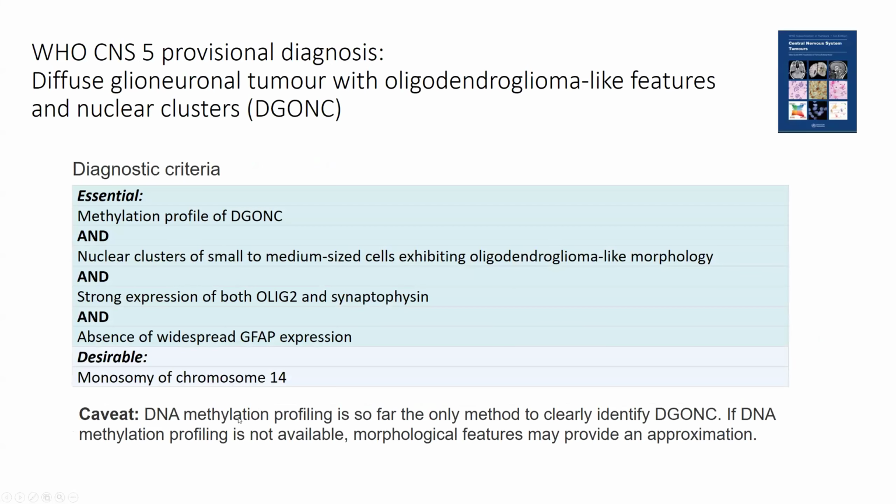So these are the essential and desirable criteria of DGONC. But what's challenging about this tumor is that methylation is really the only method so far that clearly identifies this tumor type. And as it's not widely available, this presents a challenge to making this diagnosis. So in cases that don't seem to really fit into other categories, I think it's very helpful to consider DGONC.